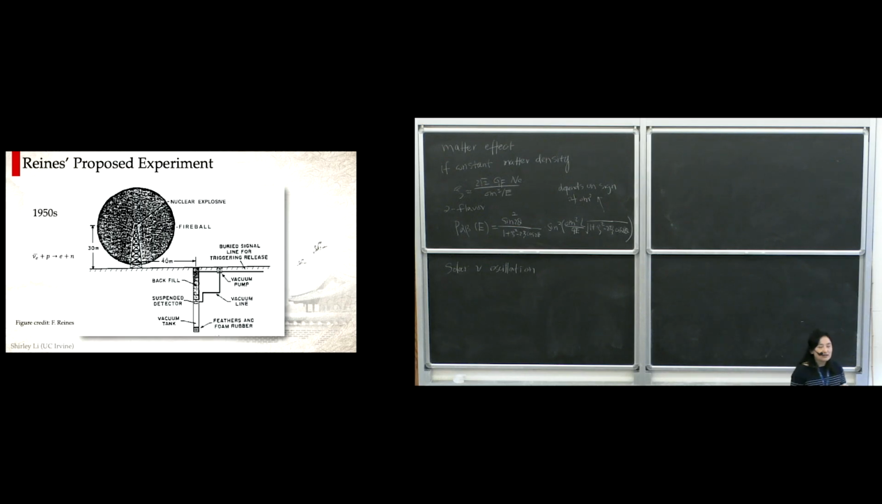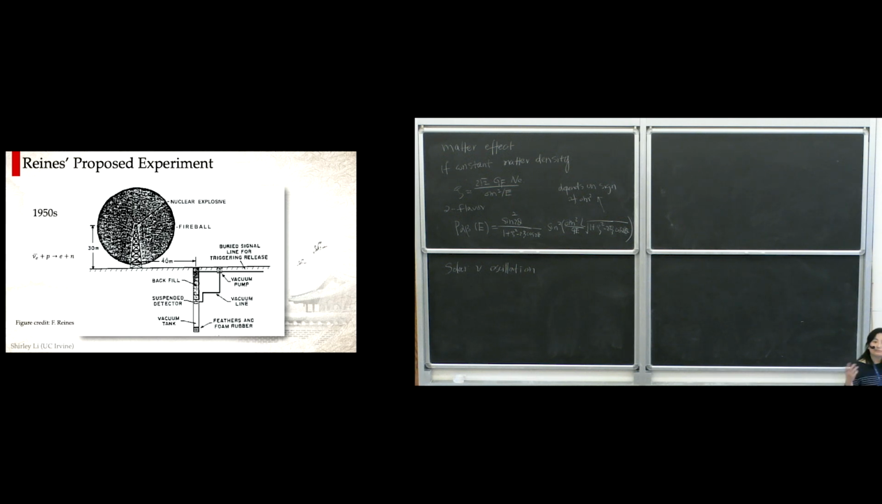Okay, so I said the solar experiment was very, very early. That's in the 60s. At that time, we didn't have that many ways to measure neutrinos. And this was an experiment proposed by Frederick Reines in the 50s, so this is even before the solar neutrino measurement. At that time, we really didn't know how to measure neutrinos. And this was a proposal which went as follows.